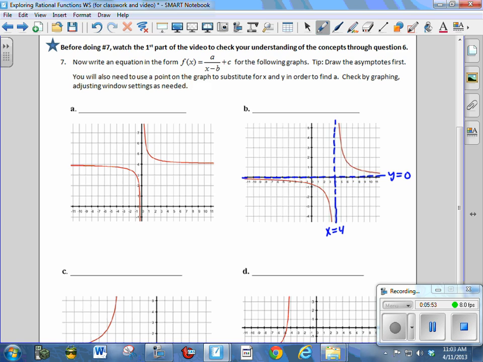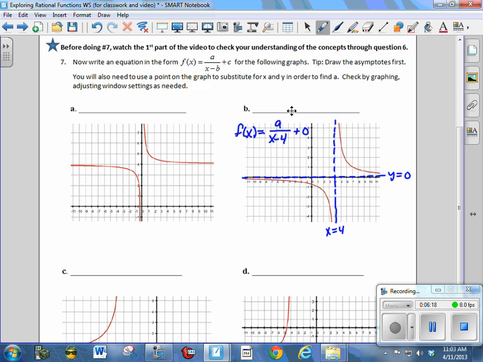So this is what I have so far. I have f of x is equal to a over x minus 4, because 4 would make y undefined, so that's where my vertical asymptote is, and plus 0. So if this asymptote was somewhere other than the x-axis, then I would have a different number here. The question is, how do I find a?